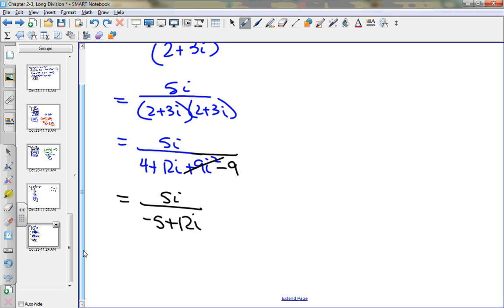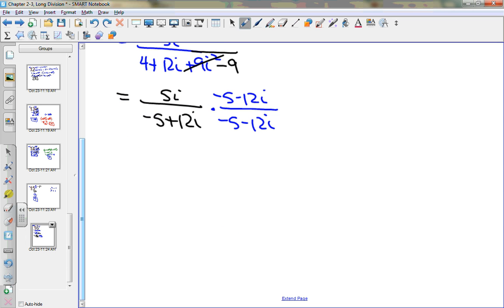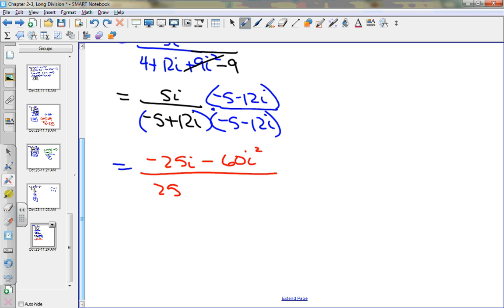Now, am I done with this problem? Nowhere near it. Why? Because I have to write this in standard form, which means I have to multiply this thing by what? The conjugate, which will be, and you're going to FOIL. So I'll put parentheses, and that's going to give you negative 25i minus 60i squared all over 25 minus 144i squared.